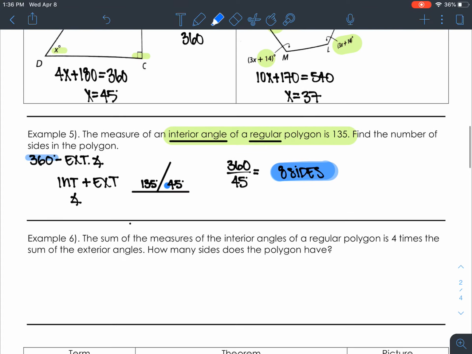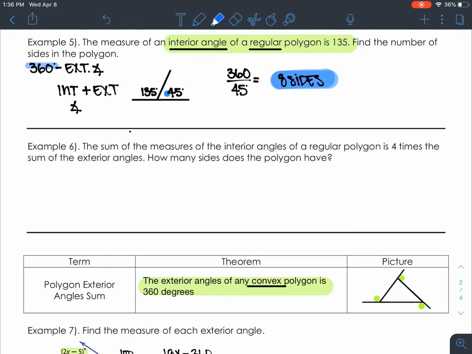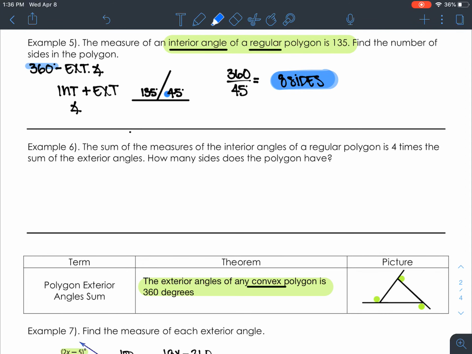Okay, all right, last one. Example 6 says the sum of the measures of the interior angles of a regular polygon is 4 times the sum of the exterior angles. How many sides does the polygon have? This one sounds a lot more confusing than it is, but we're just doing it exactly as it reads.